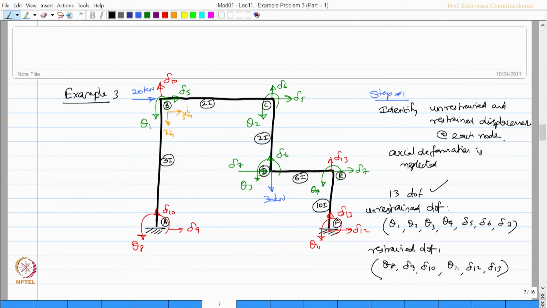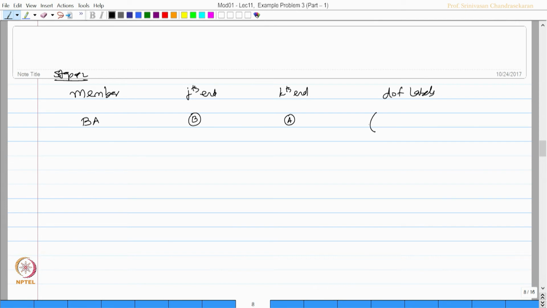Compare this with the standard fixed beam. Okay. Let us say the fixed beam is marked parallel for our understanding. Let us call this as theta p, this as theta q, this as delta r and delta s. That is the standard beam we have, neglecting axial deformation. So, what are the labels compared to that as far as the member BA is concerned? So, theta 1, theta 8, delta 5 and delta 9. Okay. So, let us do that. So, the labels are theta 1, theta 8, delta 5 and delta 9.